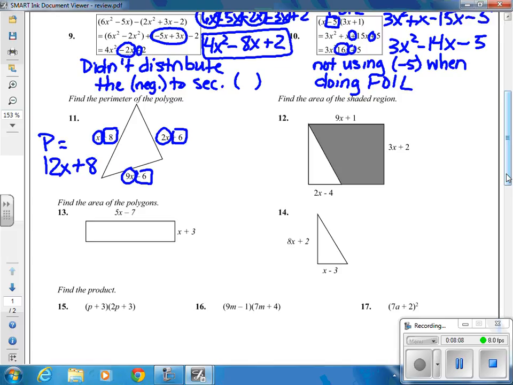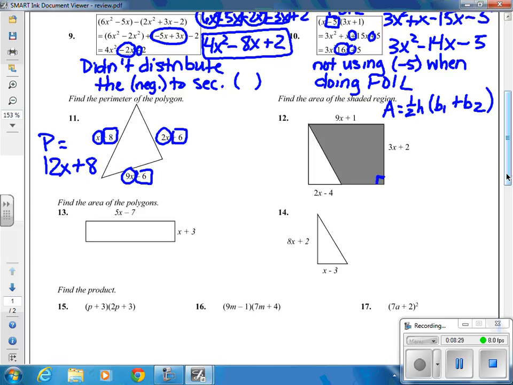The first thing I want you to write down, if you haven't already, is the actual formula: 1/2 h times (b1 plus b2). This is the formula that will get us the area of a trapezoid. If you look at our picture, we have one of the bases, that's the 9x plus 1, and we have the height, which is the 3x plus 2. And if you need the little chair piece that I talk about in class, there it is.